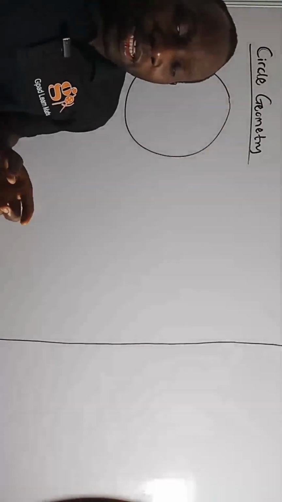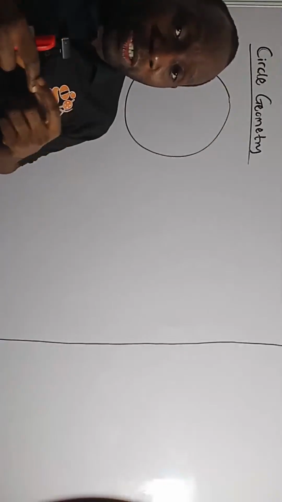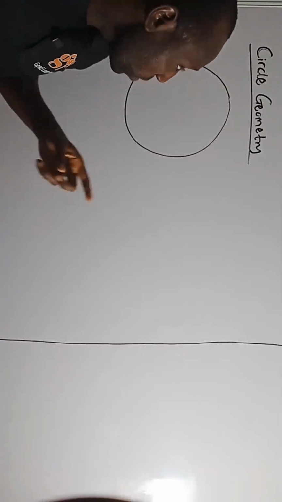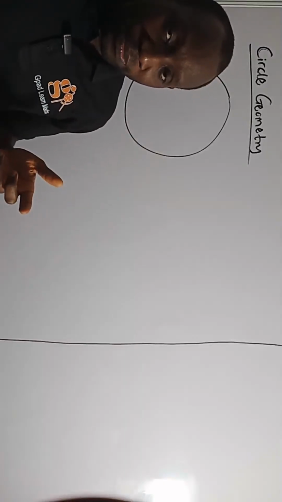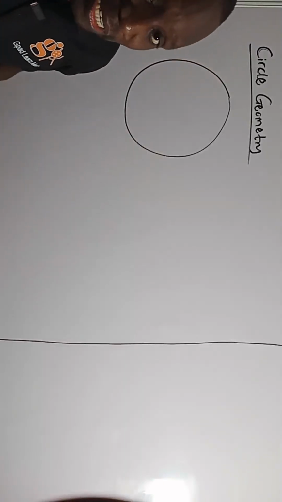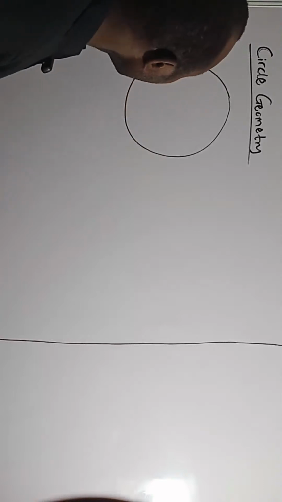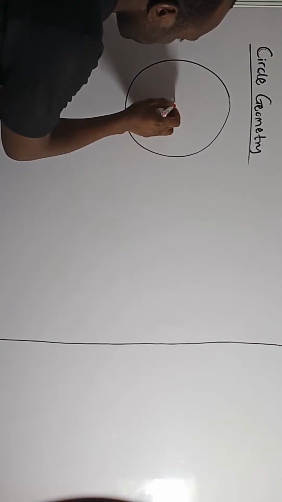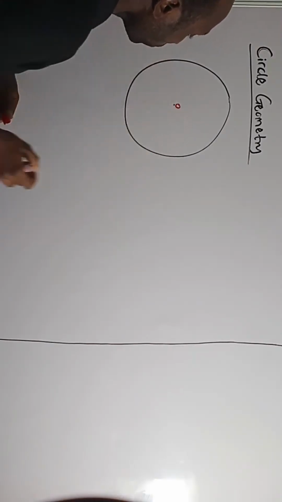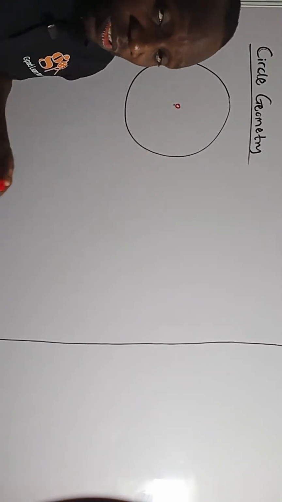Okay, so before we begin to talk about the theorems, I want us to talk about the parts of a circle. If you don't understand the parts of a circle, you will struggle with understanding or solving problems on circle geometry. So let's start with the parts of a circle. Now we're going to start with, let me just put my center here, center O. Let's start with what a radius is.